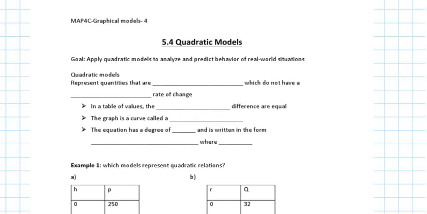So the quadratic models represent quantities that are non-linear, which do not have a constant rate of change. If you recall from grade 11 or from previous when we did the review, what would be constant when you have a table of values? What do you have to do to find out if it's quadratic? The second difference would be constant, right? So in the table of values, the second differences are equal.